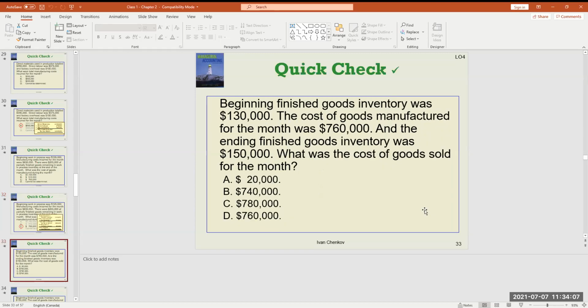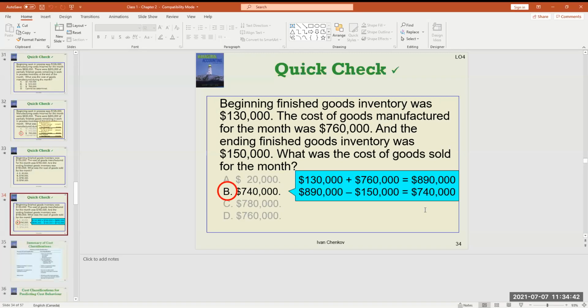Next question. Since we have the beginning finished goods balance of 130, we add the cost of goods manufactured, which is 760, which gives us 890 available for sale. Ending balance is 150. How much is the cost of goods sold? 740. Yes. So 130 plus 760 is 890, minus 150 is 740. Good.